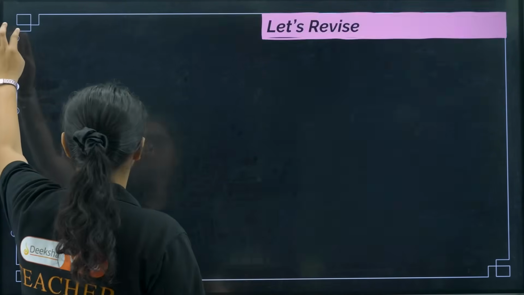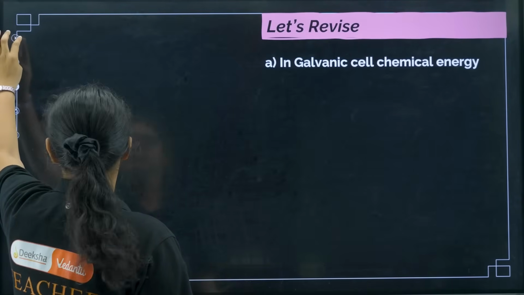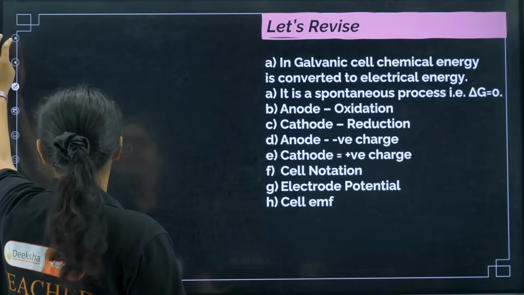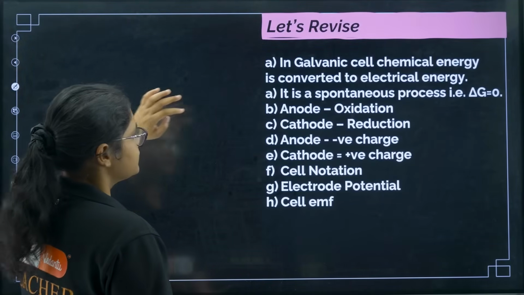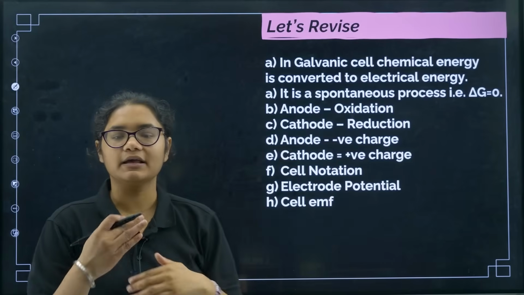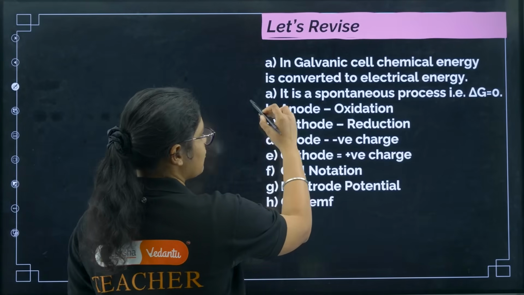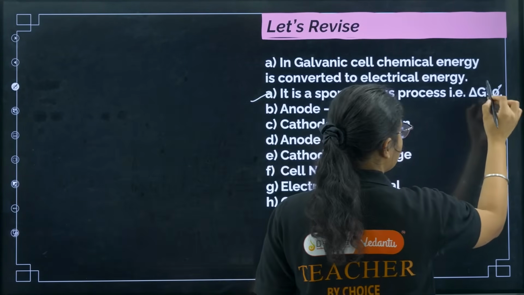Okay, a question. Let's revise what else we have studied till now. In a galvanic cell, what happens? The chemical energy is converted to electrical energy. It is a spontaneous process, so delta G will be negative.